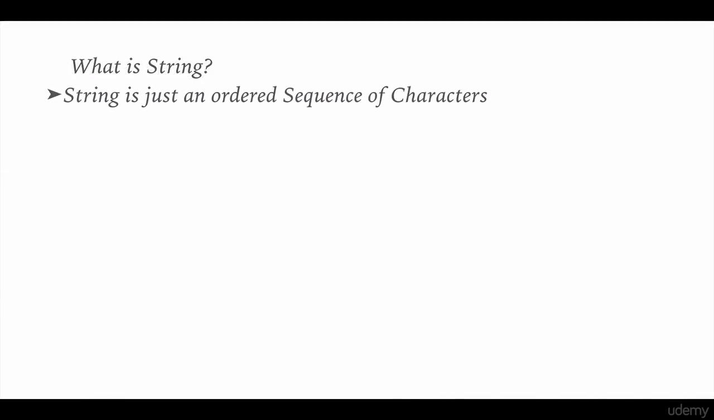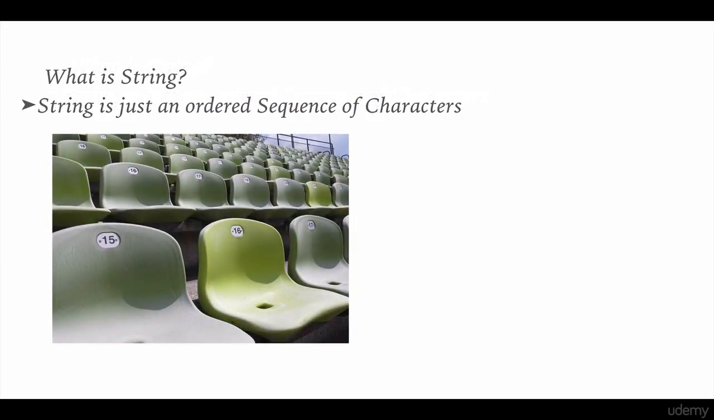So what is a string? A string is just an ordered sequence of characters. For example, assume that we have some characters that are ordered, and then we can put them together and create a string value. Whatever you put inside the double quotes is called a string value.